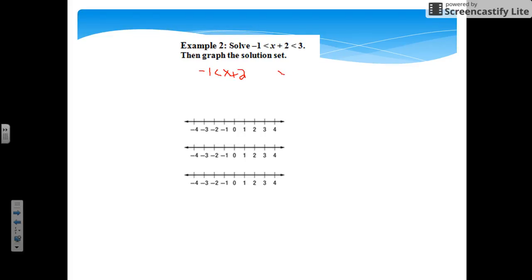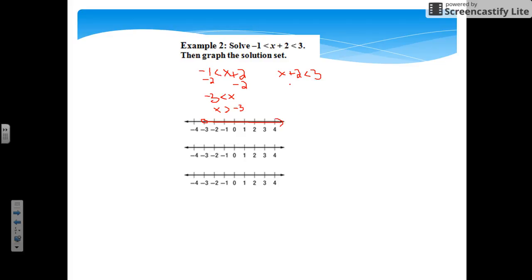And then we have x plus 2 is less than 3. So we'll subtract the 2 on both sides. And we have negative 3 is less than x, or if we want to write it this way, x is greater than negative 3. So we will graph that. And again, we'll have the open circle because it's just greater than.